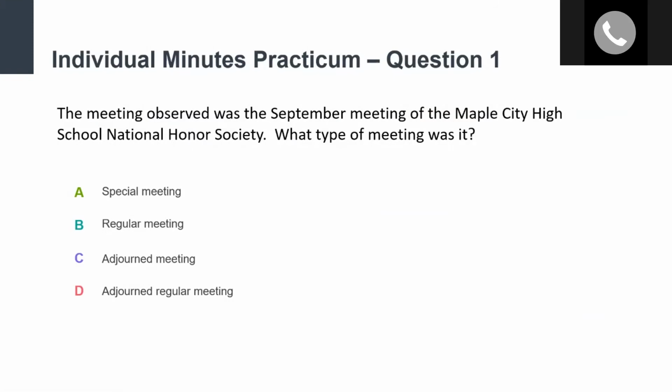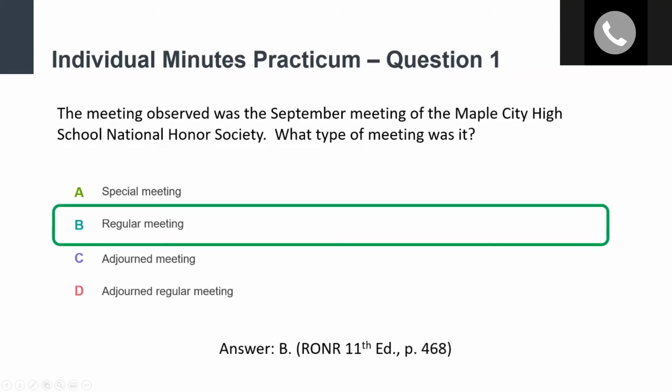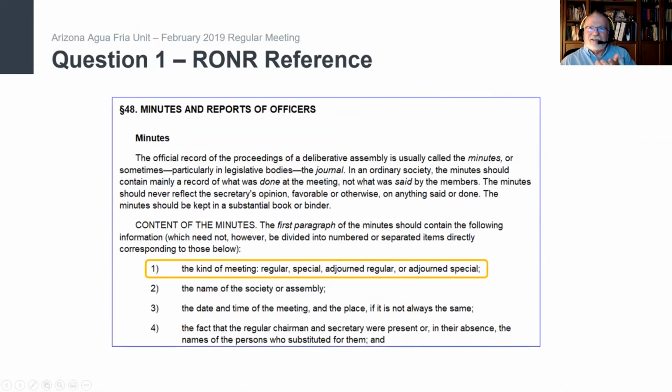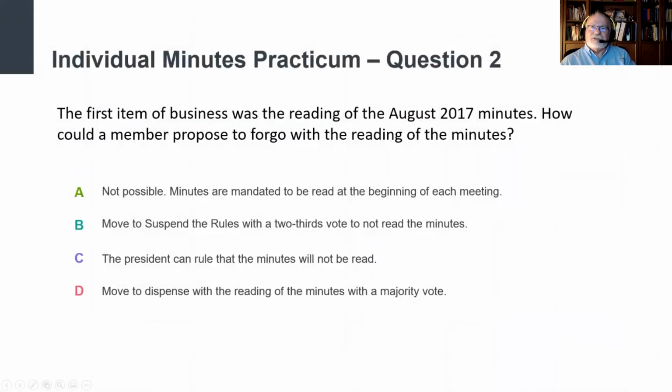The meeting observed was the September meeting of the Maple City High School National Honor Society. What type of meeting was it? A, a special meeting, B, a regular meeting, C, an adjourned meeting, or D, an adjourned regular meeting? B. Sounds like it was a regular meeting. So, Robert's Rules of Order does say the minutes should state the particular meeting kind, and obviously we take minutes at virtually every meeting. So here comes the second question.